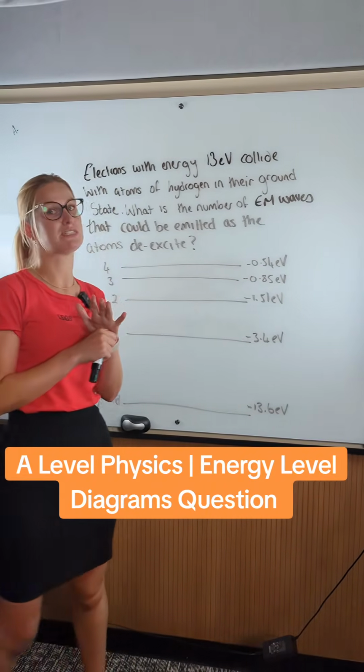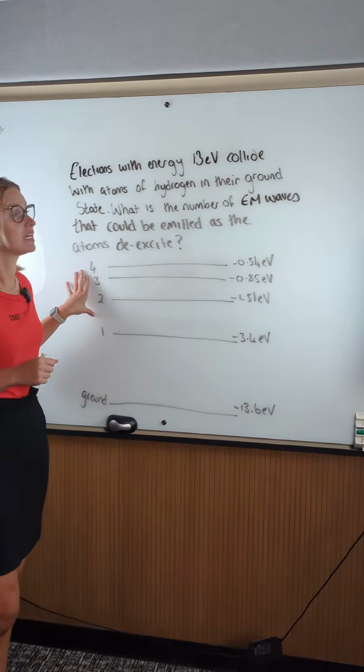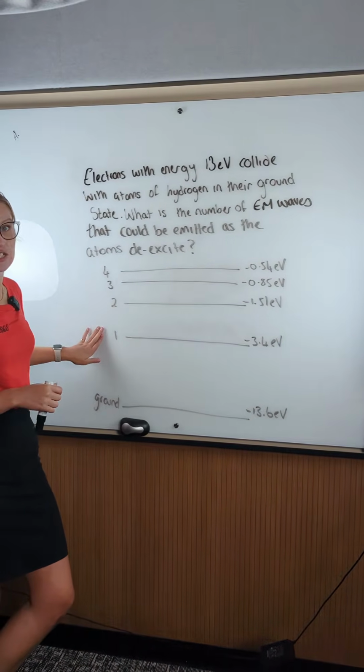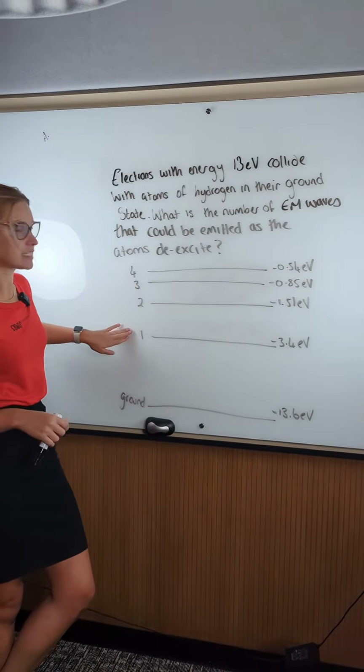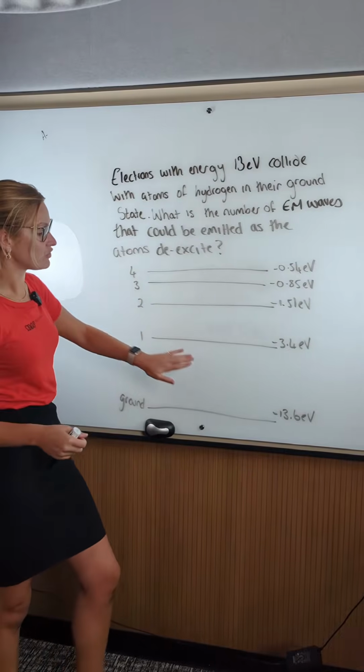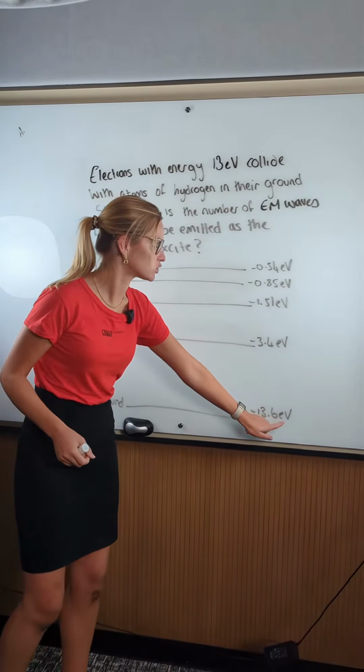So today what we're doing is we're looking at energy level diagrams. What it says here is we've got the hydrogen atom, and these are energy levels in the hydrogen atom. So you've got your ground state, your first excited state, second excited state, third excited state, and fourth excited state. And they've given you the energies of the states in electron volts.